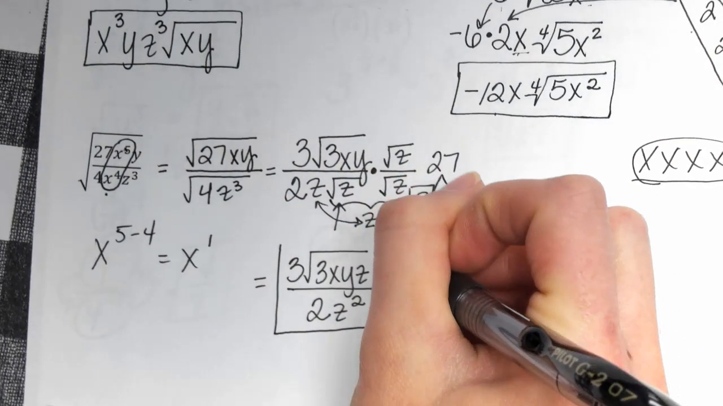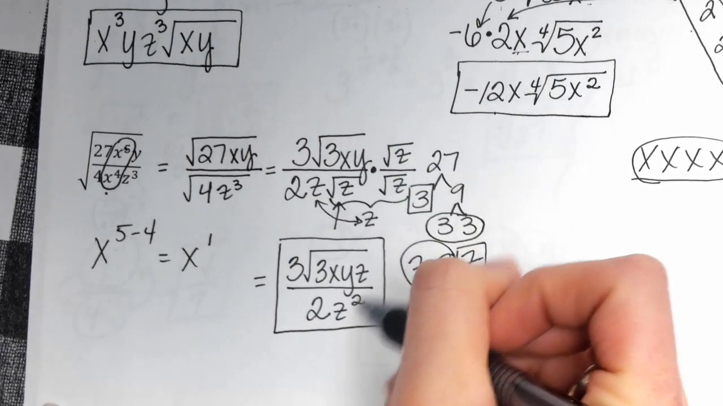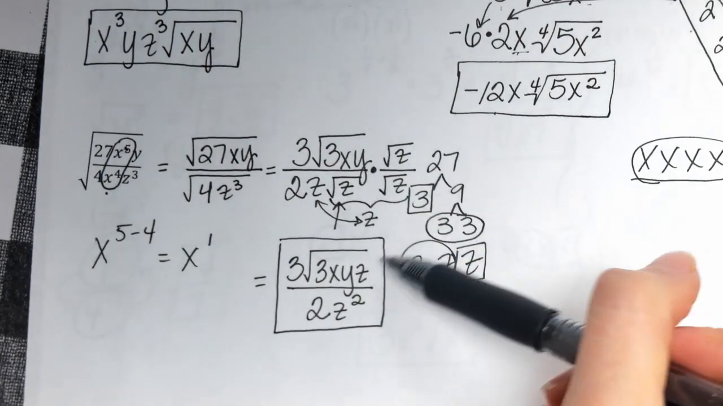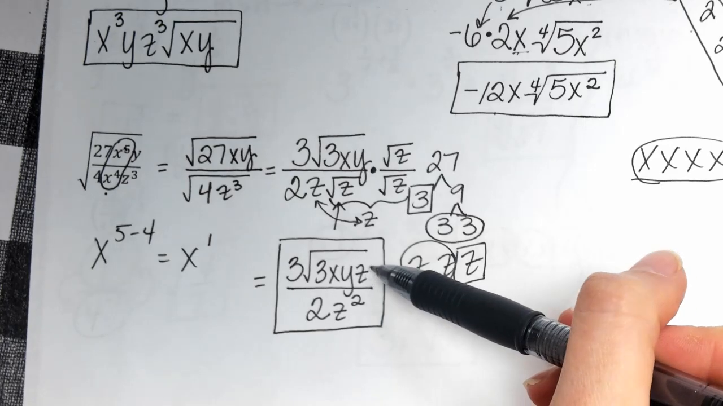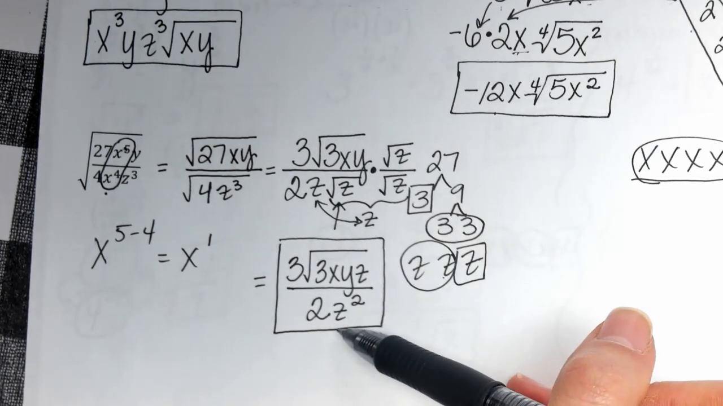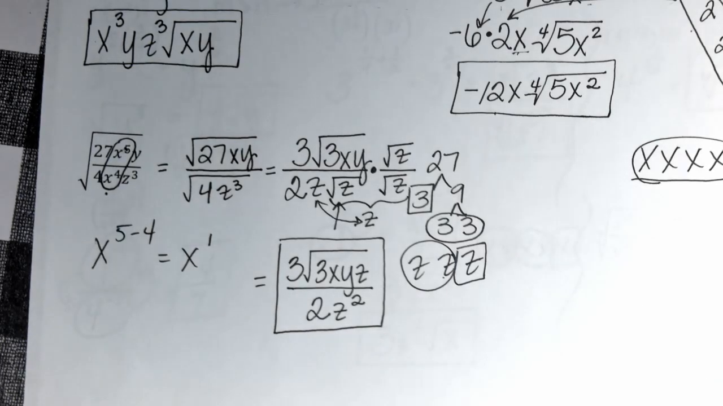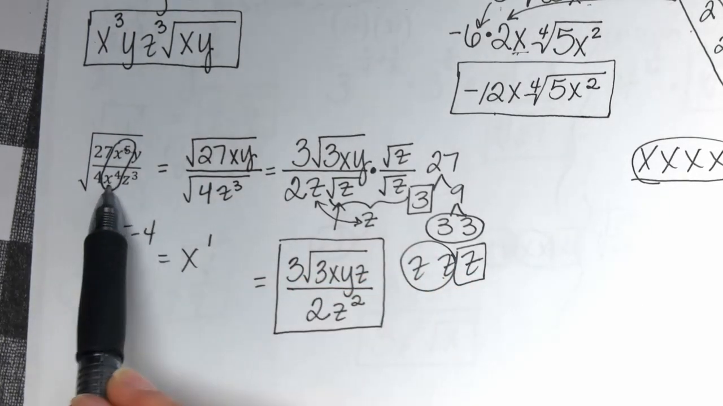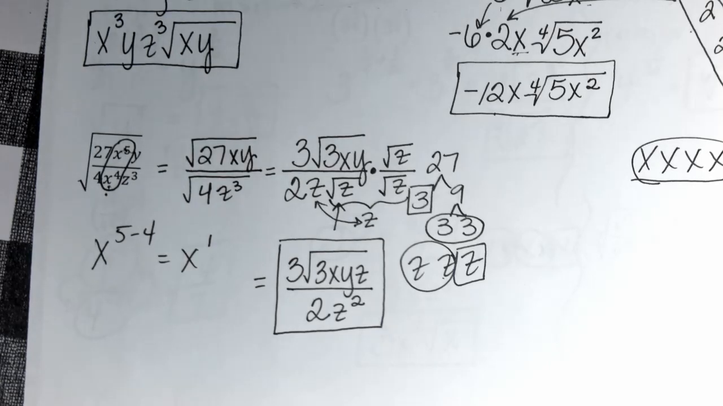Even though it looks like I can reduce these z's, I cannot because this numerator is under the radical. It's under the radical, and in my denominator I cannot do that. They would have to both be under the radical like x and x was. Okay? We good? Okay, that's 6.2.